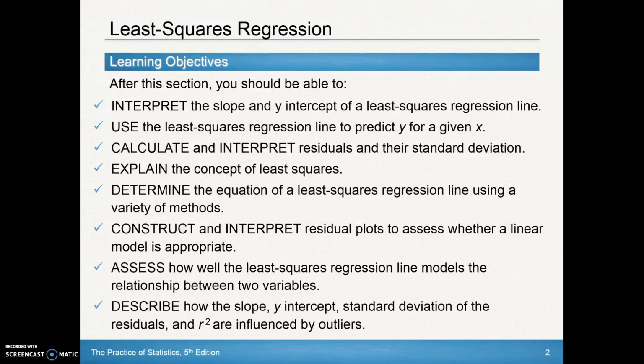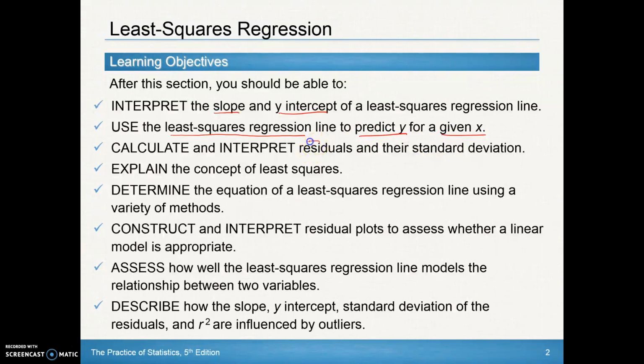So we're going to talk about the slope and y-intercept of a least squares regression line. So kind of take it back to Algebra 1 with y equals mx plus b. We'll talk a little bit how we're going to do that a little bit differently. We'll use a least squares regression line, or sometimes that might be known as the line of best fit, to predict y for a given x.